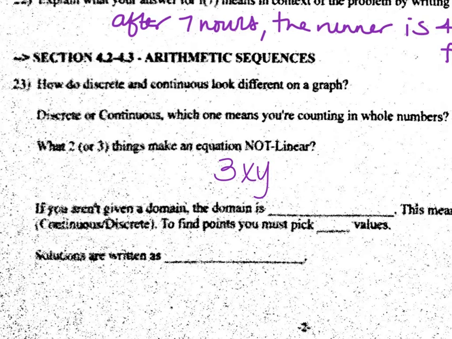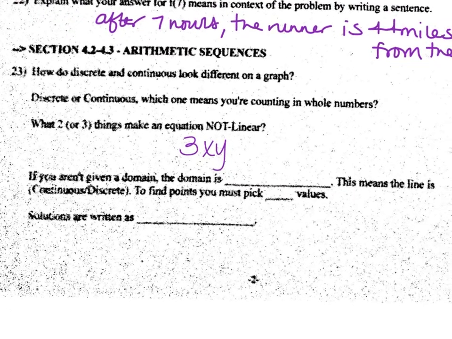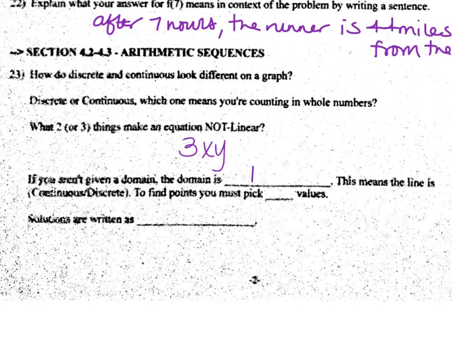If you aren't given the domain, that means the domain is all real numbers, which means it's continuous. So we're going to have to connect it. And we need to pick 3 values. Remember, the 3 values you want to pick are a positive number, a negative number, and 0. Also remember, if you're picking values for fractions, you need to pick numbers that are divisible by the denominator.